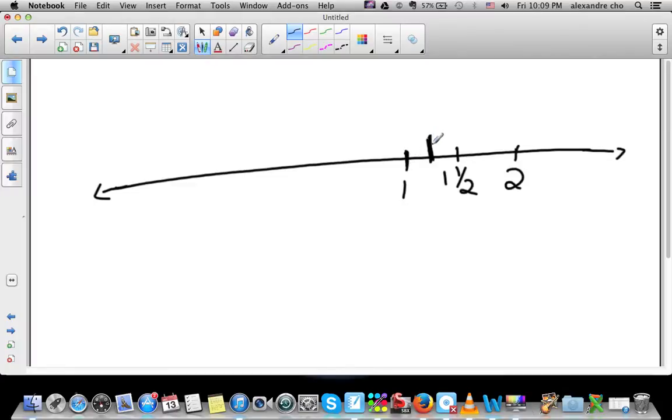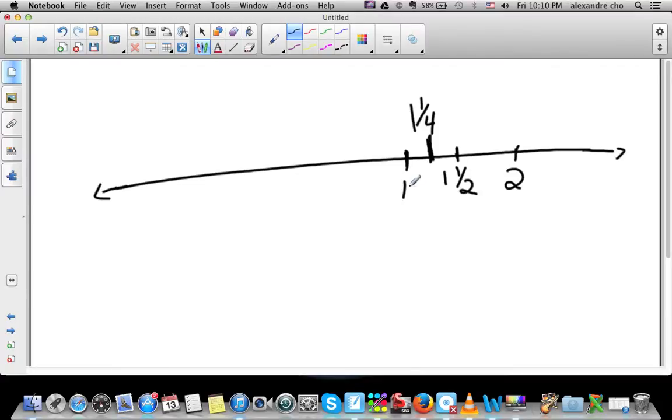So it has to be greater than 1. So that's a half right here. If I cut a half in half, half of a half is a quarter. So that would be 1 and 1/4. Okay, that would be my example.